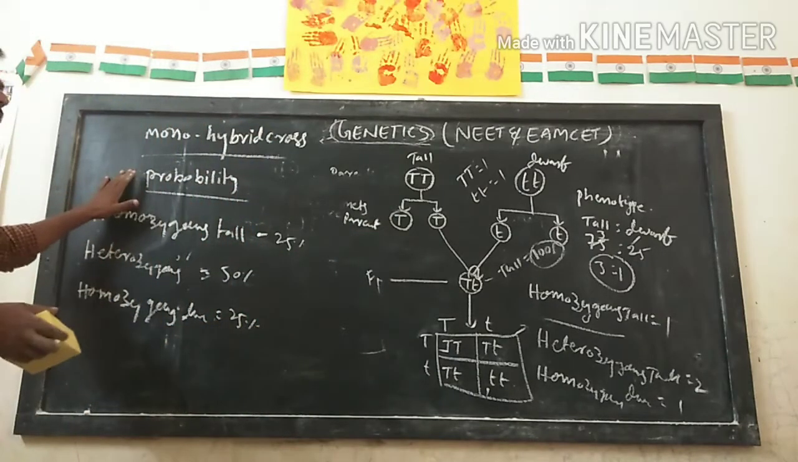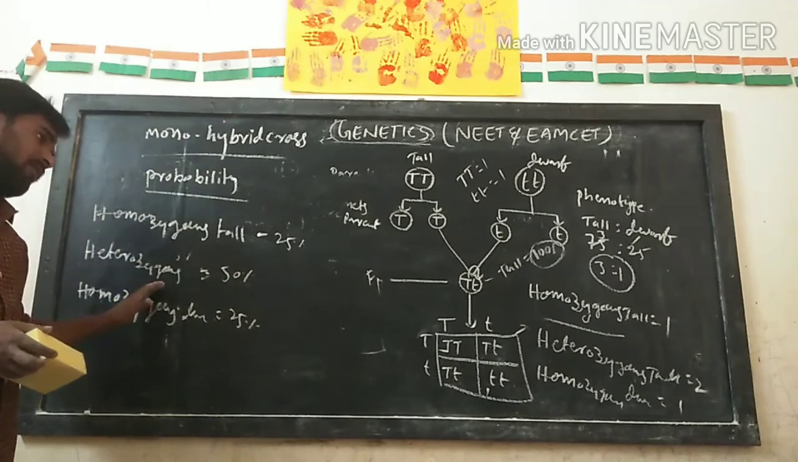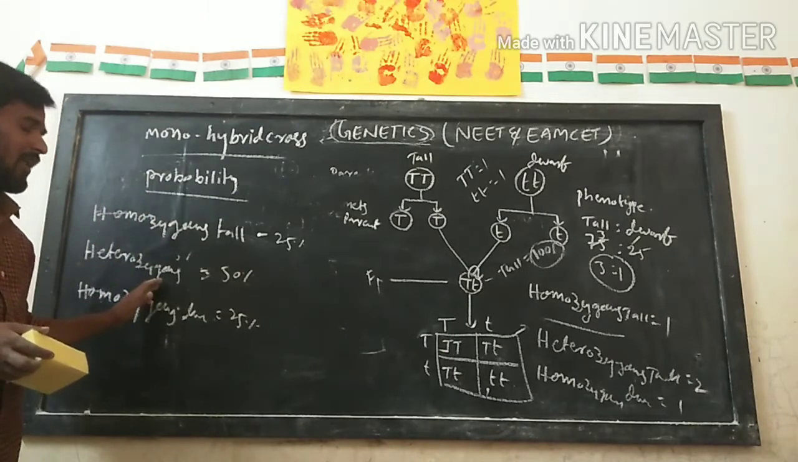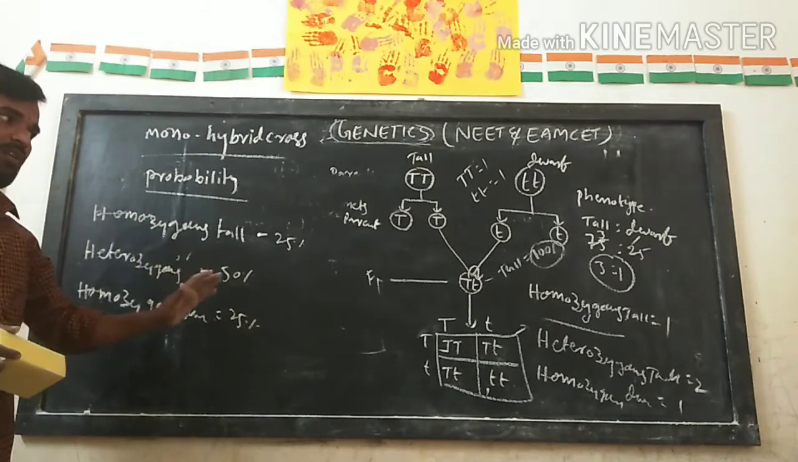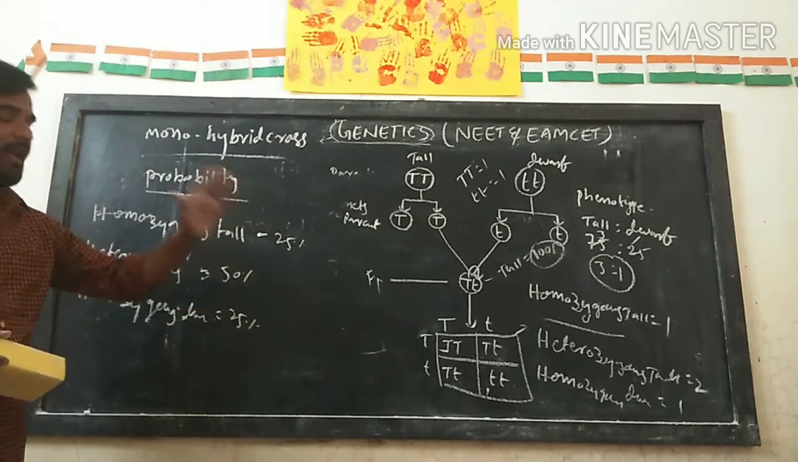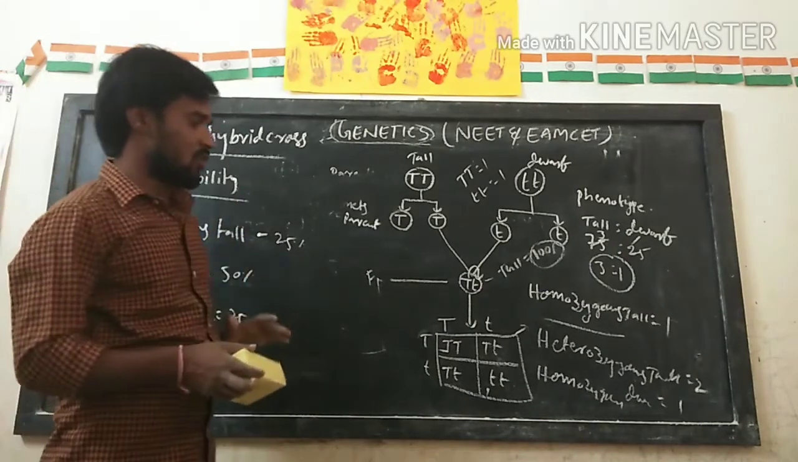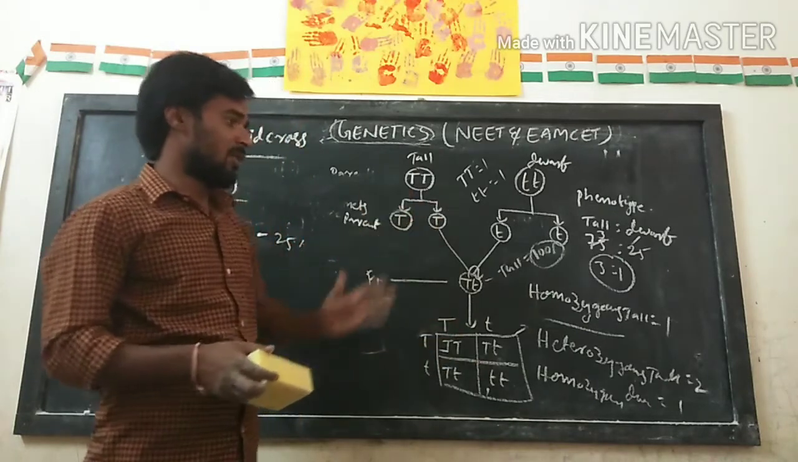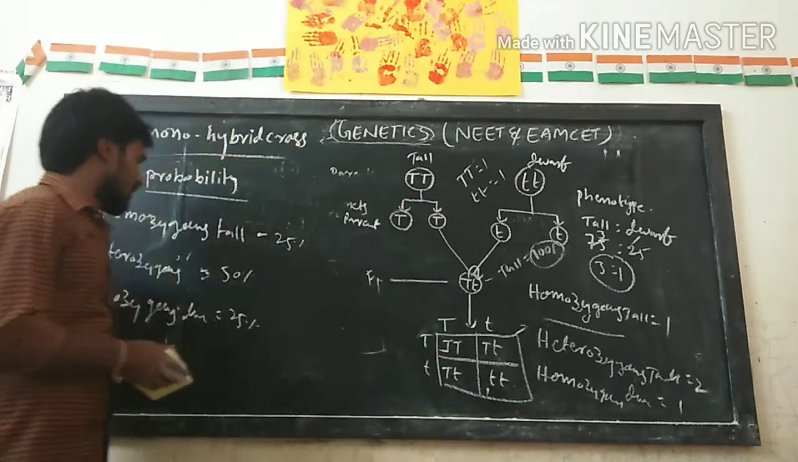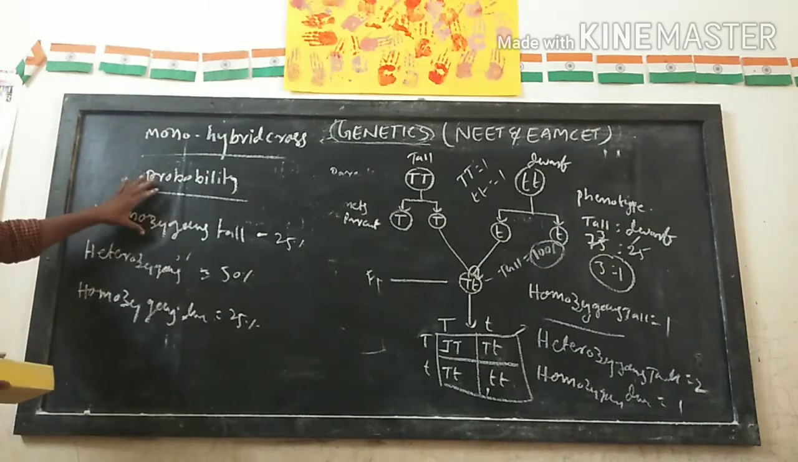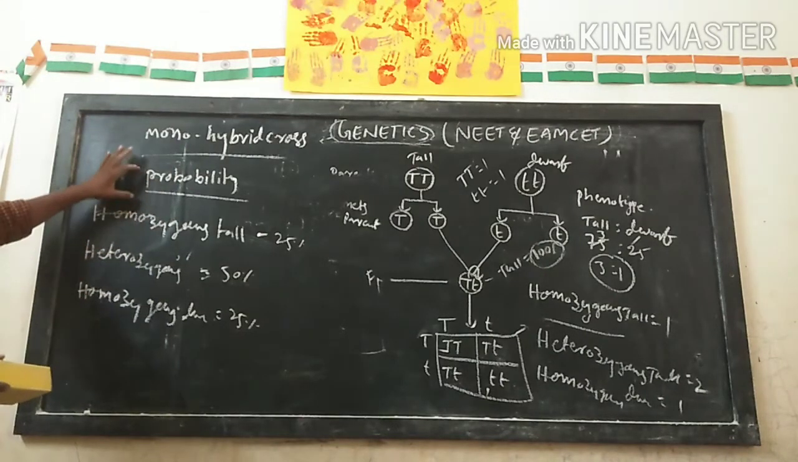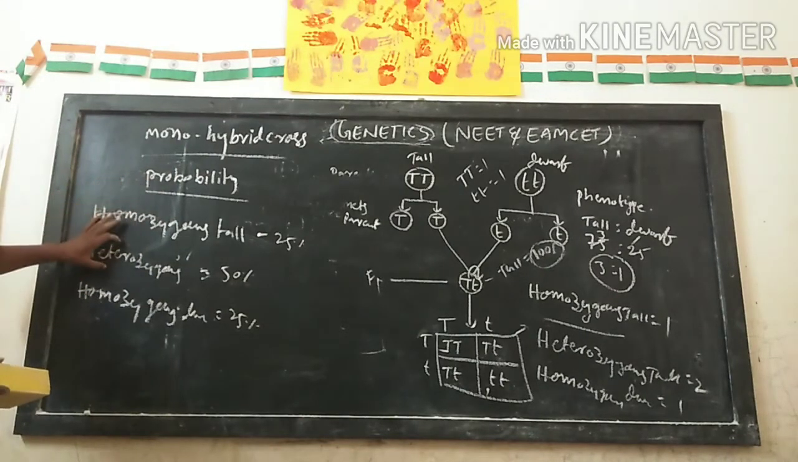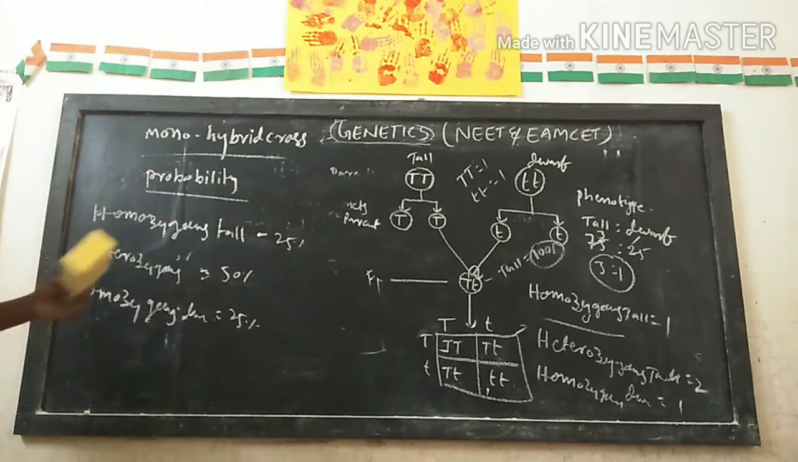By using the monohybrid cross, Mendel explained the law of dominance, as well as the parental ratios, recombinant ratios, dominant ratios, recessive ratios, phenotype ratios and genotype ratios. He also explained probability: homozygous tall, heterozygous tall, homozygous dwarf probability, as well as tall probability.